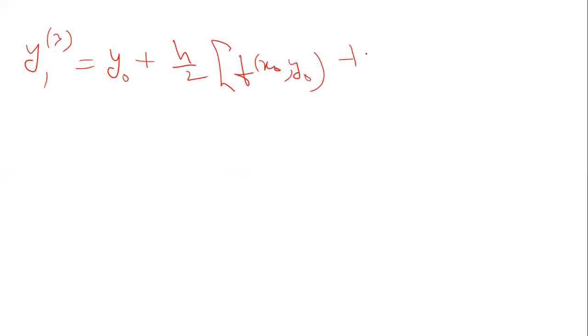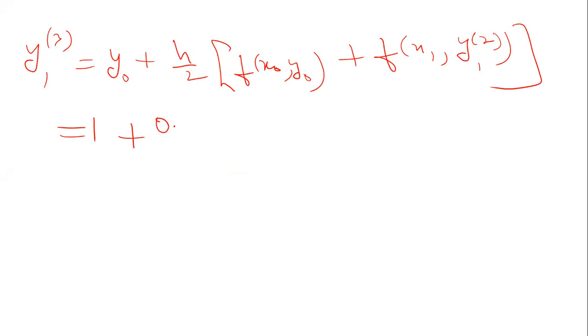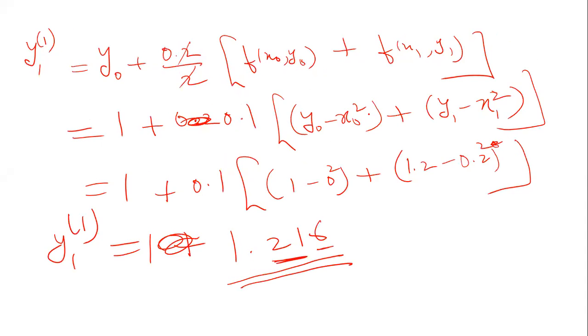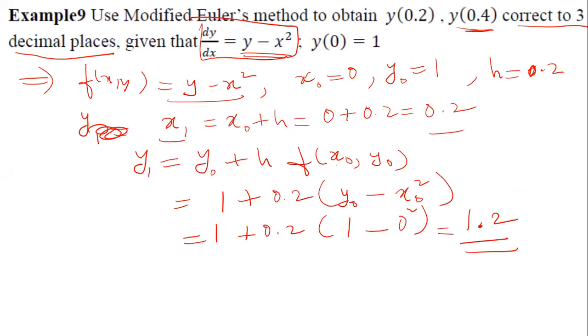The next iteration we are going to do is y1 for the third iteration. So this will be y0 plus h upon 2 times f of x0, y0 plus f of x1, y1, where we take the y1 value from the second iteration. So y0 is 1, h is 0.2 upon 2, and this is y0 minus x0 squared plus, I hope you remember our functional form is y minus x squared.